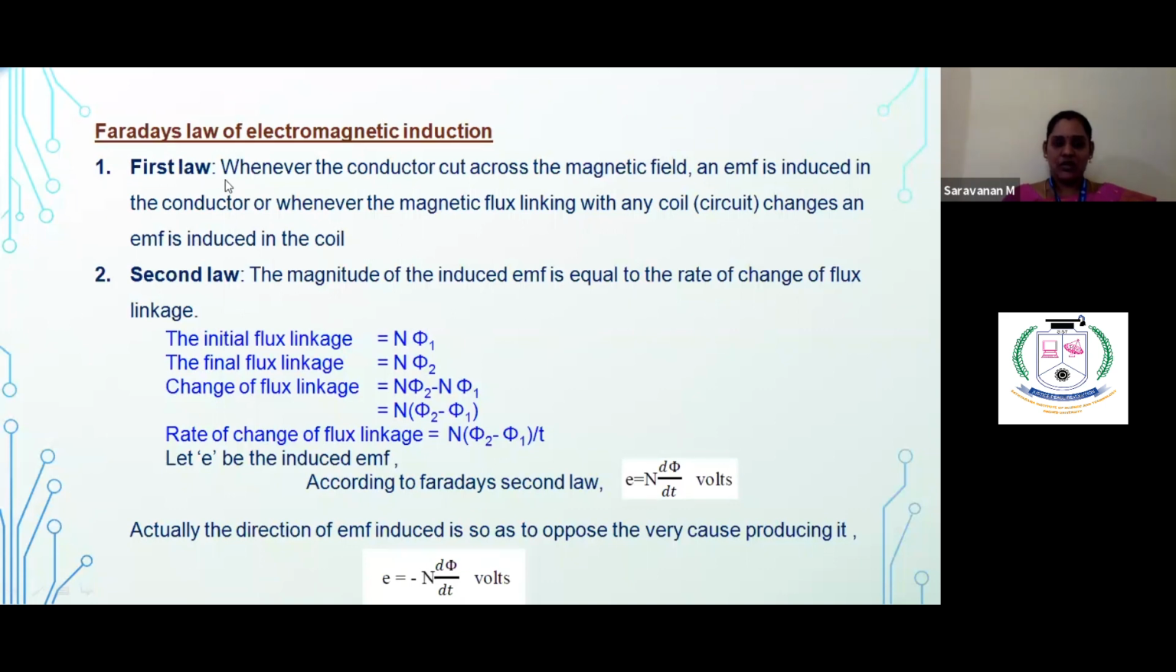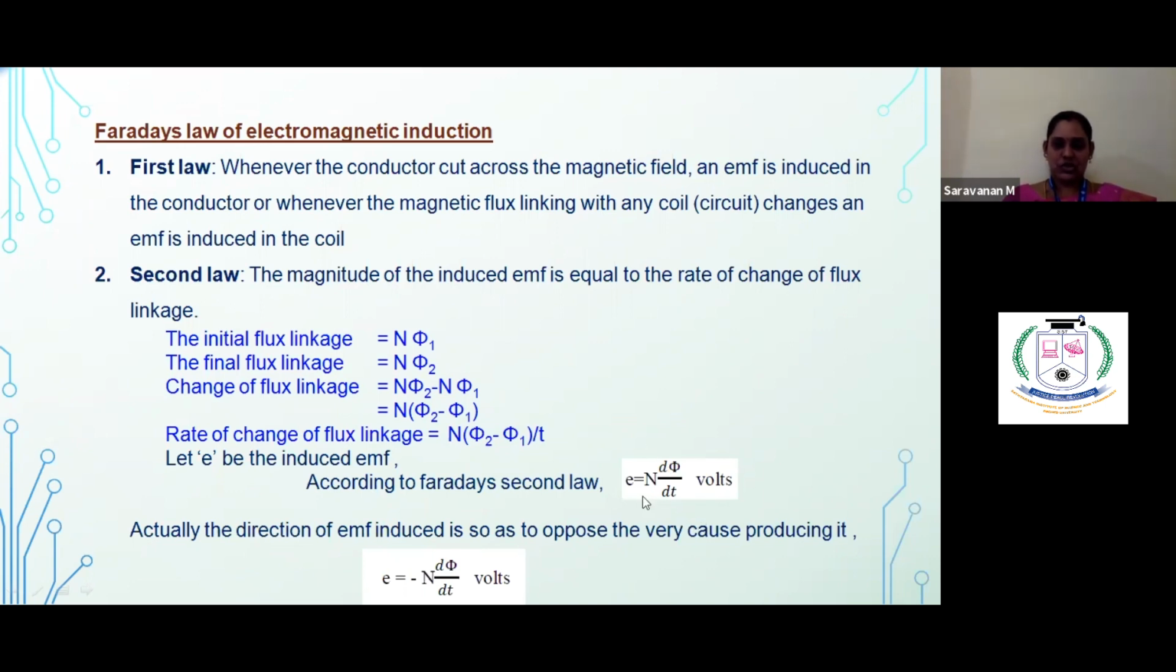What the first law says is, whenever a conductor cuts the magnetic field, an EMF is induced, or otherwise, whenever the magnetic flux linking with the coil changes, an EMF is induced. Of this Faraday's law only, I have just shown an illustration in your method 1 and method 2. And from Faraday's second law, we are going to get an expression, that is E is equal to N into d phi by dt.